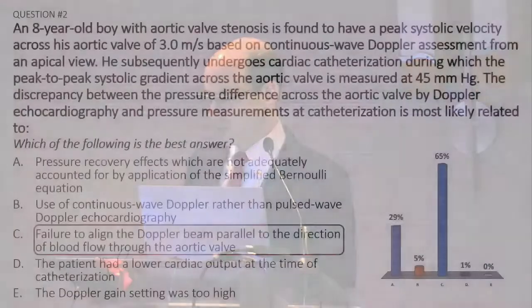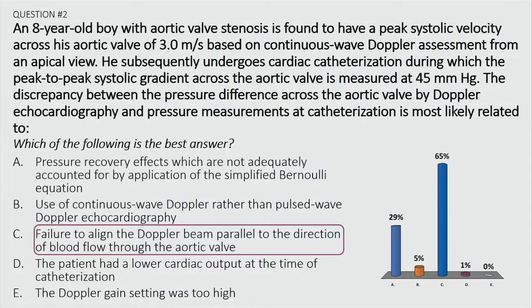C, failure to align the Doppler beam parallel to the direction of blood flow through the aortic valve. This goes back to the angle dependence of the Doppler principle that we talked about. If you're not aligned correctly, then you'll underestimate by Doppler. And in fact, that's what's happening here. We're getting a lower Doppler gradient than we would expect compared to the cath gradient.